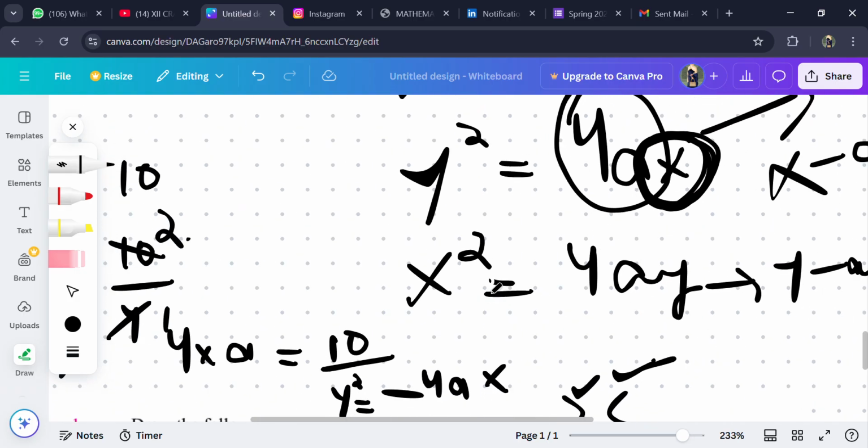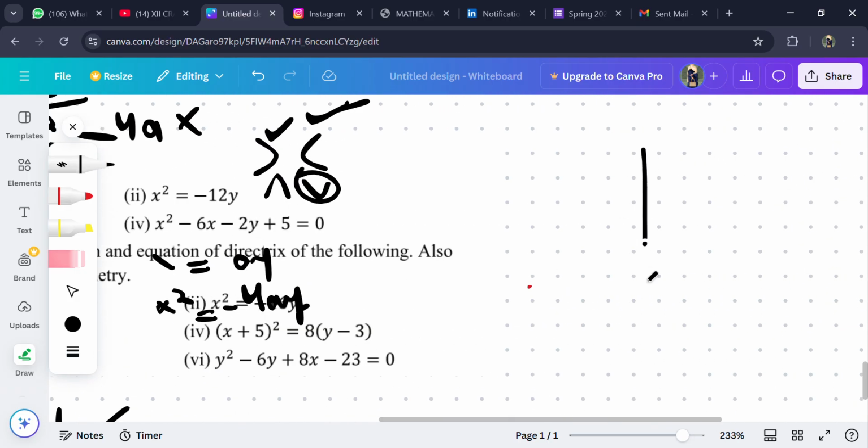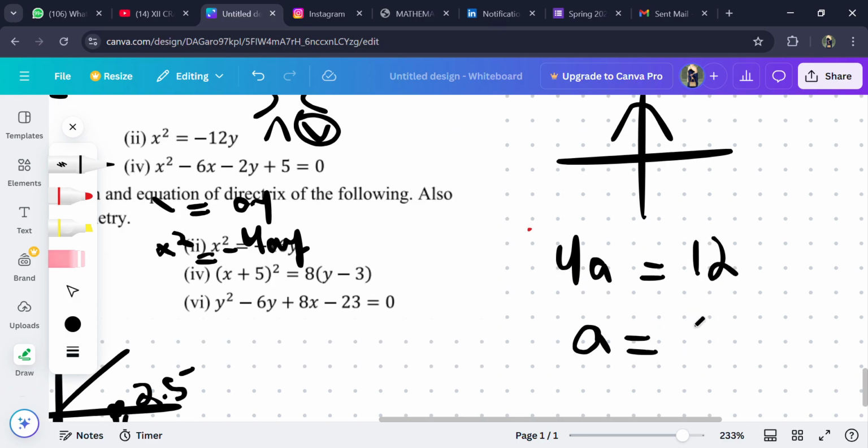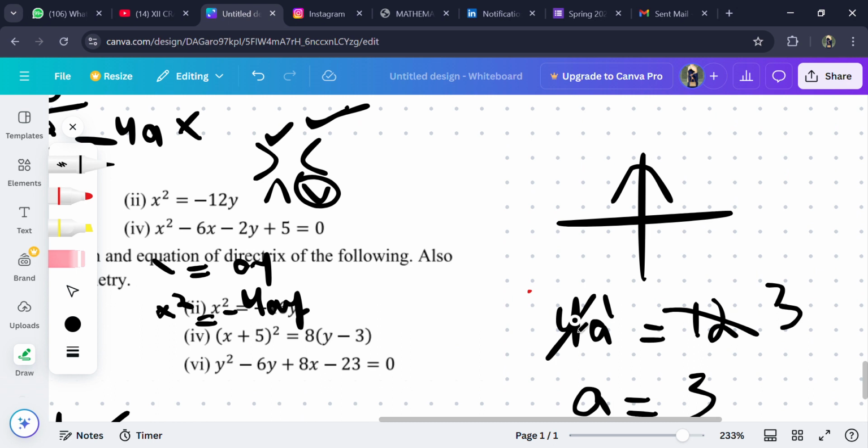So it will be created somehow like this, a downwards parabola. It will be like this. Then again, to find the value of a, first we'll keep 4a is equal to 12, then a is equal to 3. 4 ones are 4, 4 twos are 8, 4 threes are 12. So the a value is 3, and I have told you in the previous lecture how you could find the value of all the elements, including focus, directrix, latus rectum, length of latus rectum, vertex, each and everything.